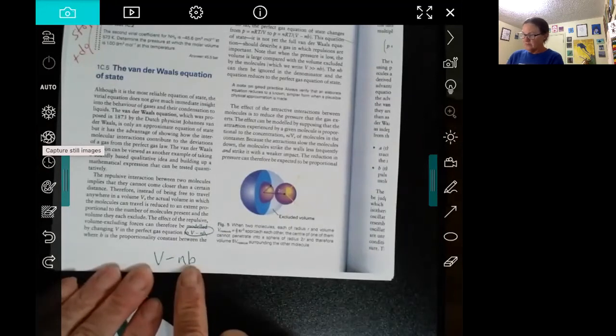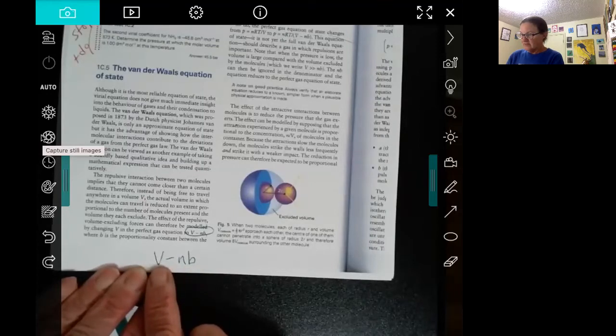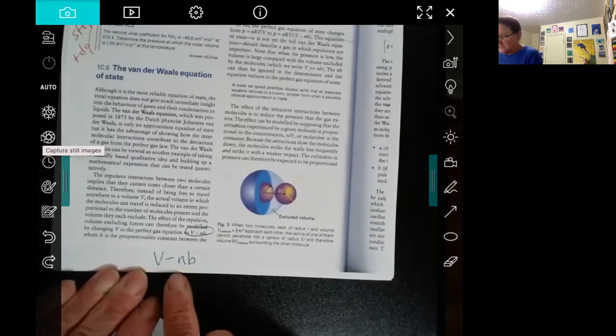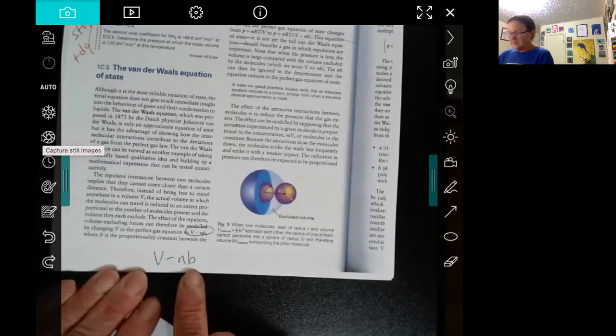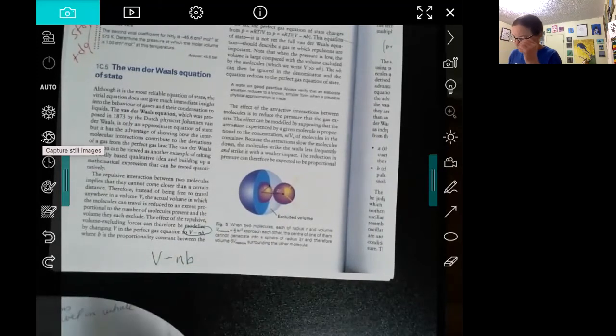There's some volume that it's excluding because of those nuclei repelling it. So you take the volume within PV equals nRT, and you subtract the number of moles times some b, which is an experimentally determined constant that's a function of what the structure of your molecule is. b is theoretically close to equation 4, but it's better to think of it as an empirical parameter, which you can fit by just measuring pressure, volume, and temperature and fitting it to the van der Waals equation of state.